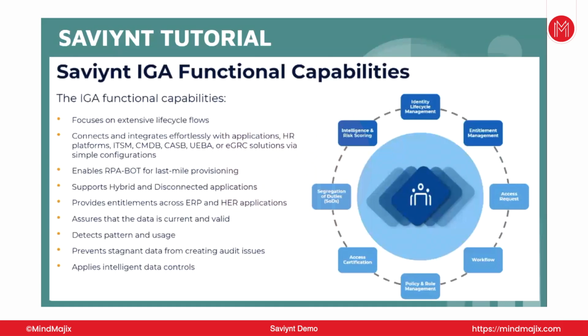Suppose a lot of employees are joining this organization, so it will track in the graph how many employees have joined this month. The graph is up. How many have left? How many have changed the department? How many accesses have gone? How many managers have changed? So it will detect everything, and according to those patterns and usage, it will help you out there. Then it prevents stagnant data from creating audit issues.